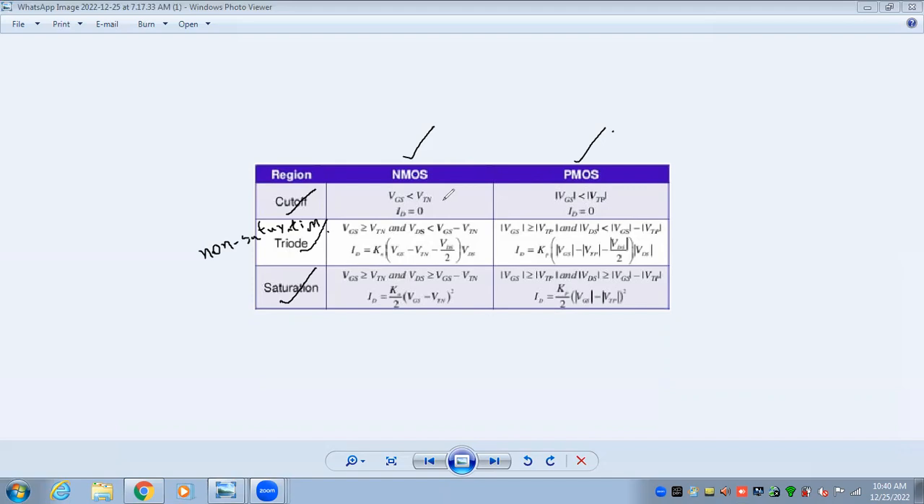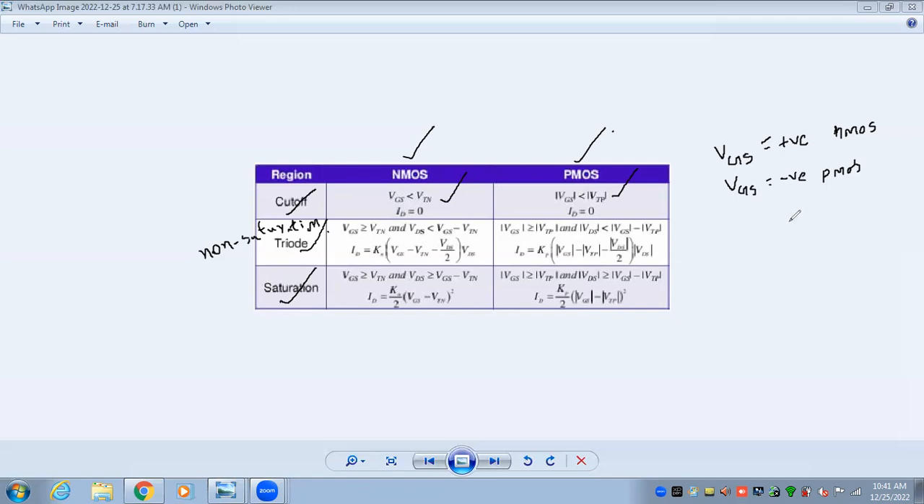So if you compare the equations for NMOS and PMOS, here VGS is less than VTN, and here mod VGS is less than mod VTP. I'll tell you basically the thing you have to remember: whenever VGS is positive for NMOS, the transistor is going to be on. VGS is positive for NMOS, and VGS is going to be negative for PMOS.